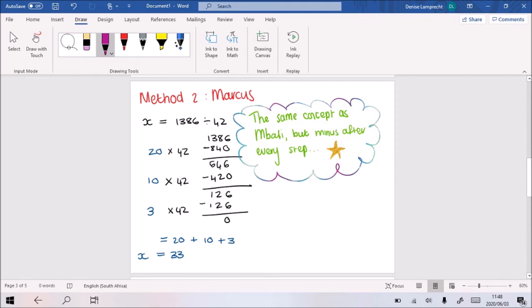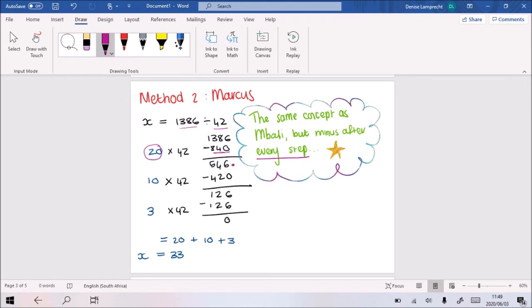Method 2, Marcus's method. It is the same concept as Mabali, but we are going to minus after every step. What is my sum? 1386 divided by 42. We are going to start small again. 20 times 42. You could have said 42 times 20 as well. That is 840. 1386 subtracted by 840 will give me my answer, 546.